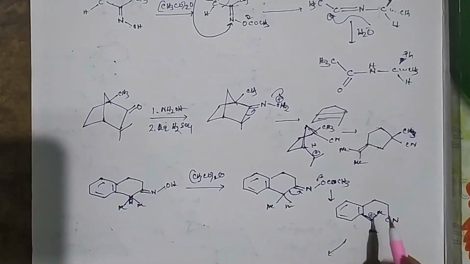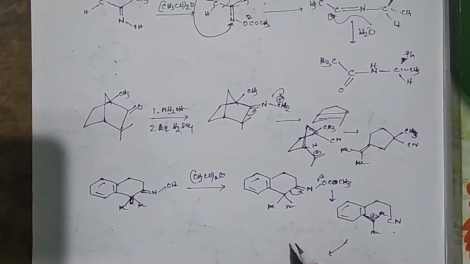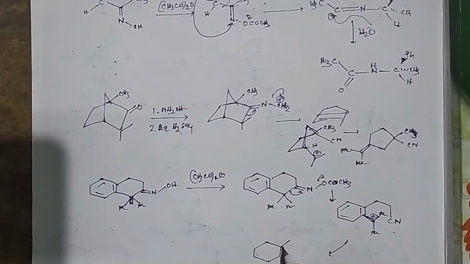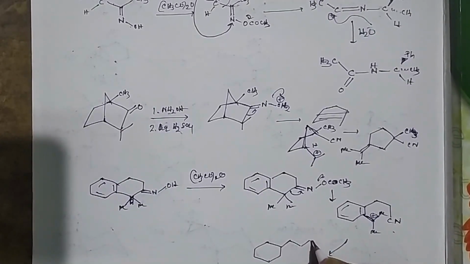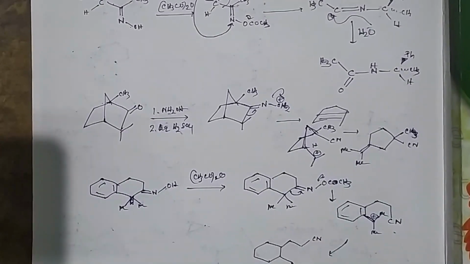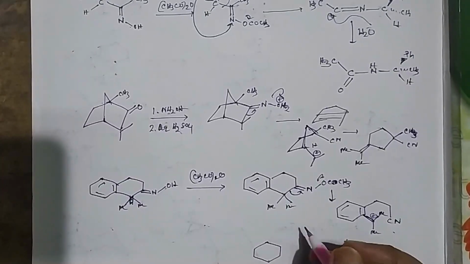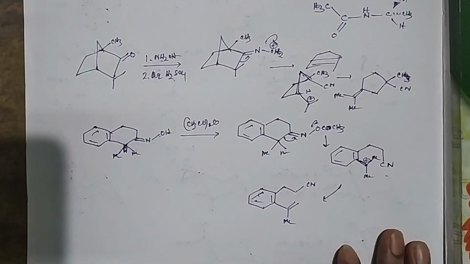And after that, this is like the previous problem, the alpha hydrogen with respect to that 3-degree carbocation will just eliminate and we get our product. So this is our final product.